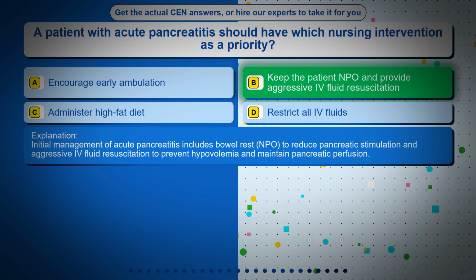Initial management of acute pancreatitis includes bowel rest, NPO, to reduce pancreatic stimulation and aggressive IV fluid resuscitation to prevent hypovolemia and maintain pancreatic perfusion.